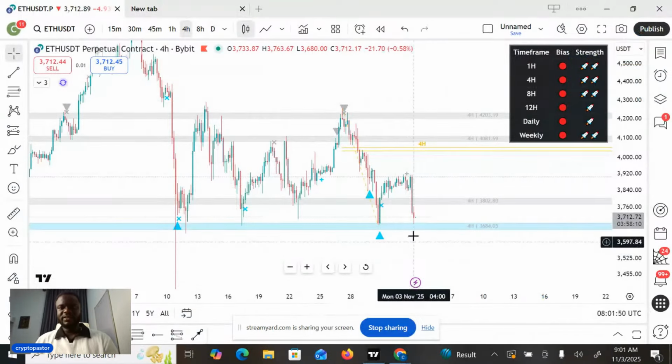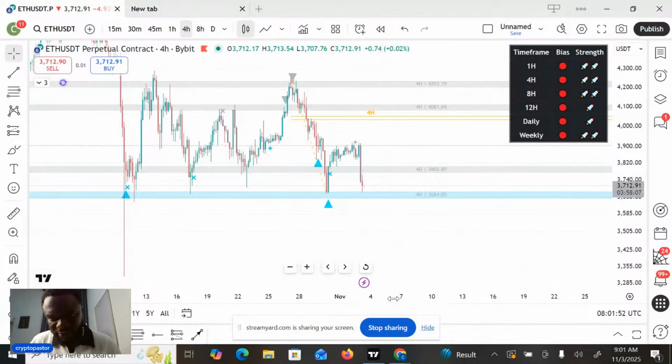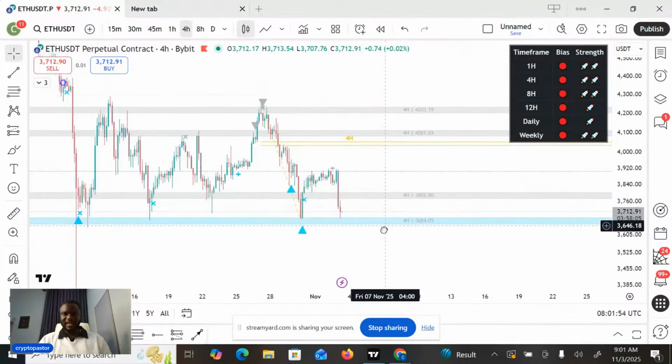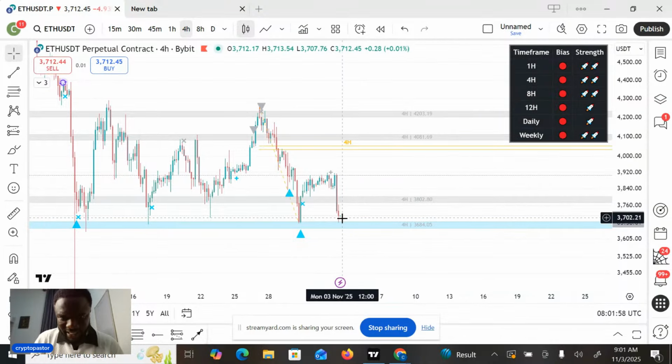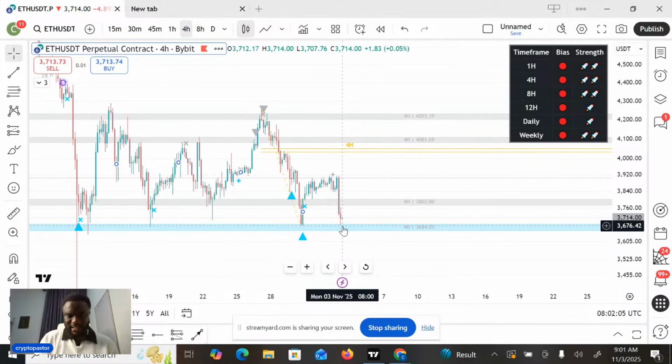Now look at this place. I've cleared my screen. I just want to use structure to show you now. You see, gradually the market has tapped this position, 3684. This is Ethereum, right? It has tapped here and it's trying to form a bullish candle here.